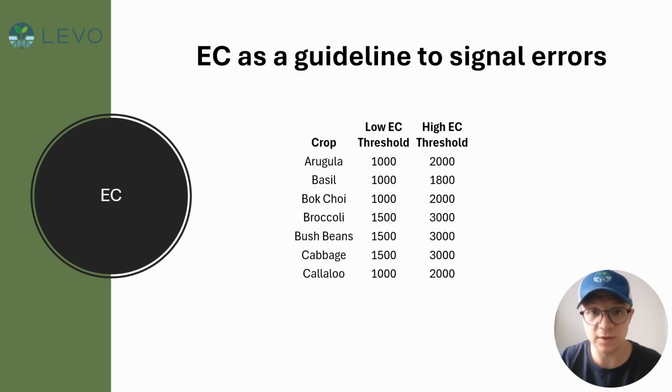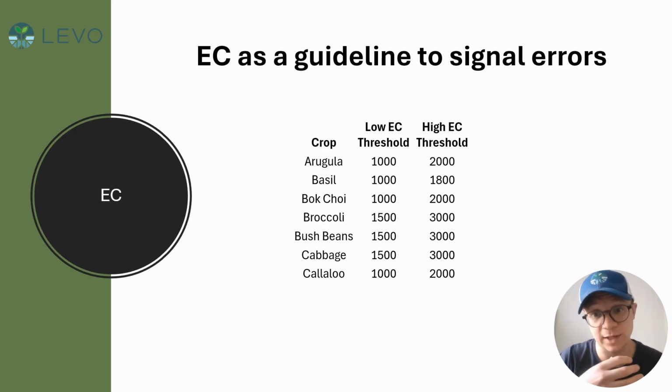What we've been doing is that we primarily use EC as a warning that something has gone wrong with our typical protocols and their execution. For each crop, we have established low and high threshold values. If we get an EC reading outside of these threshold values, we know that either a fertilizer addition has not been made when it should have been, or too much fertilizer has been added.